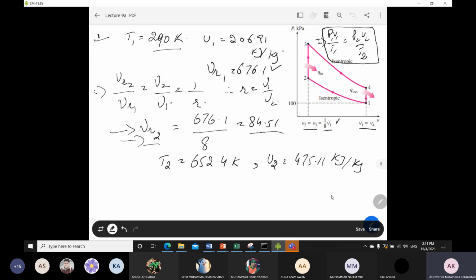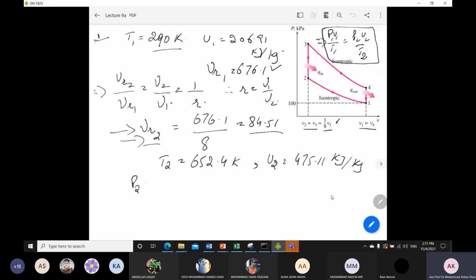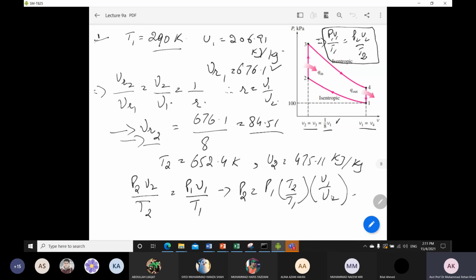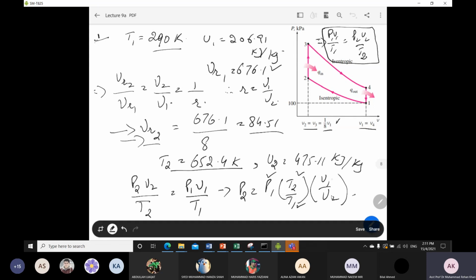Similarly, we have to apply this equation for point number 1 and 2. So you can just write down P2, and from there, if you rearrange the equation, P2 is equal to P1 times T2 over T1. T1 is given in your question, T2 you already found from here, and this V1 over V2 is the ratio, which is equal to the compression ratio.